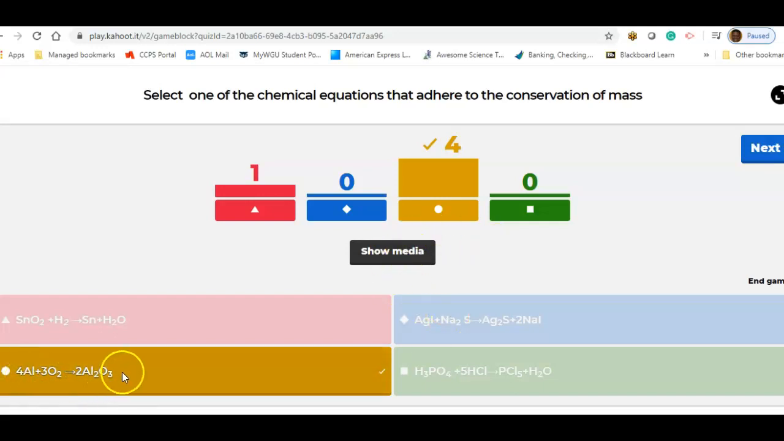This is the only one that is balanced in all the equation. So if you get it wrong, count again. You have to count the number of atoms. You have 4 aluminum on this side, 2 times 2, 4 on this side. 3 times 2 is 6 oxygen. 2 times 3 is 6 oxygen.